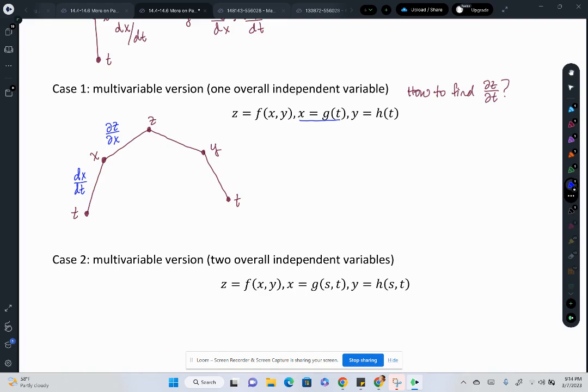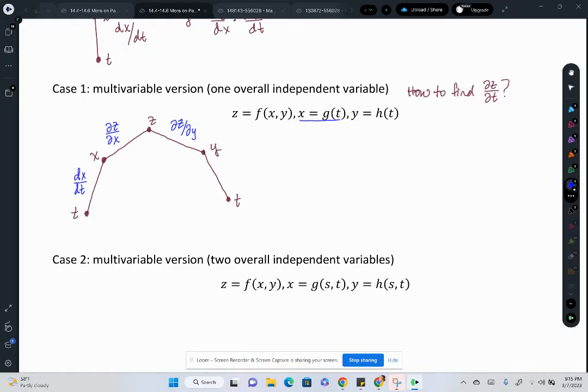Okay, so using that logic, if we go down the other branch from z to y, since z is a function of x and y, taking a derivative would require the del notation. So it's del z, del y. But going from y to t and taking a derivative, y is just a function of one variable.